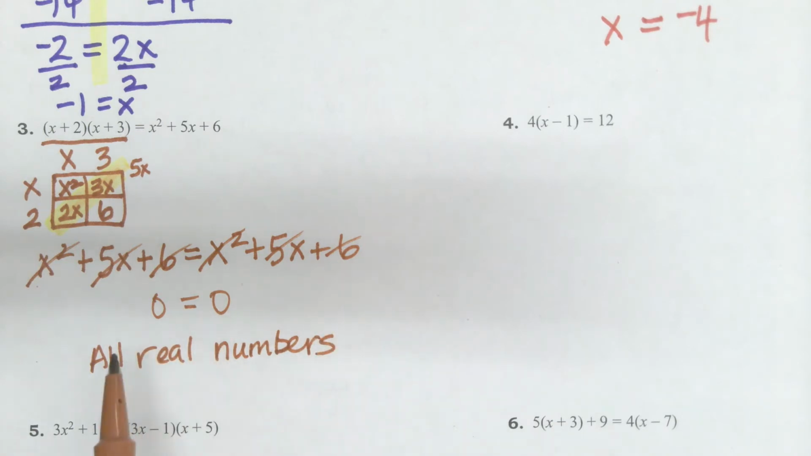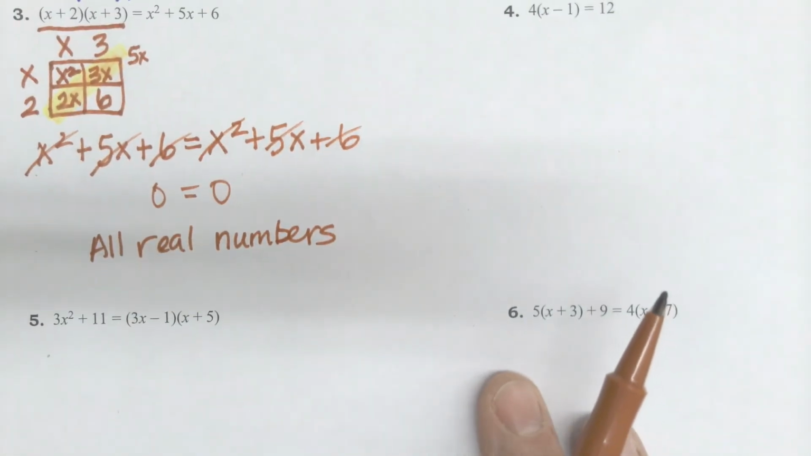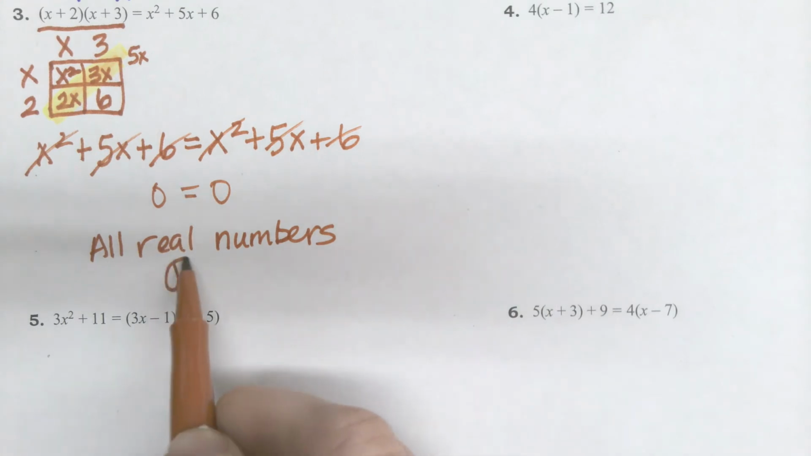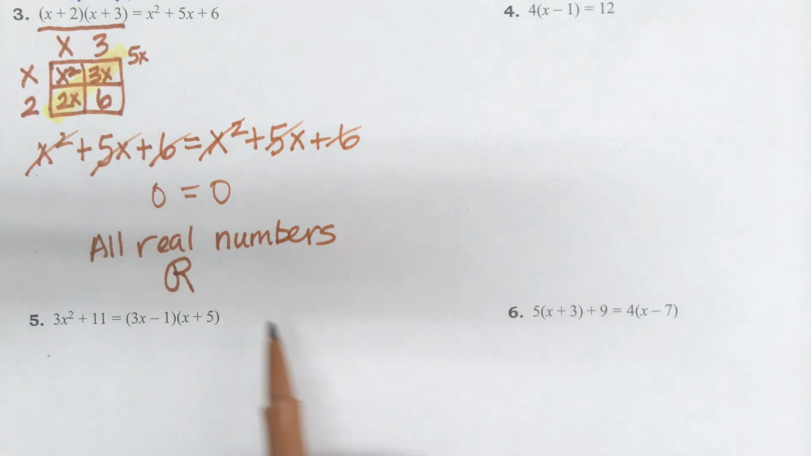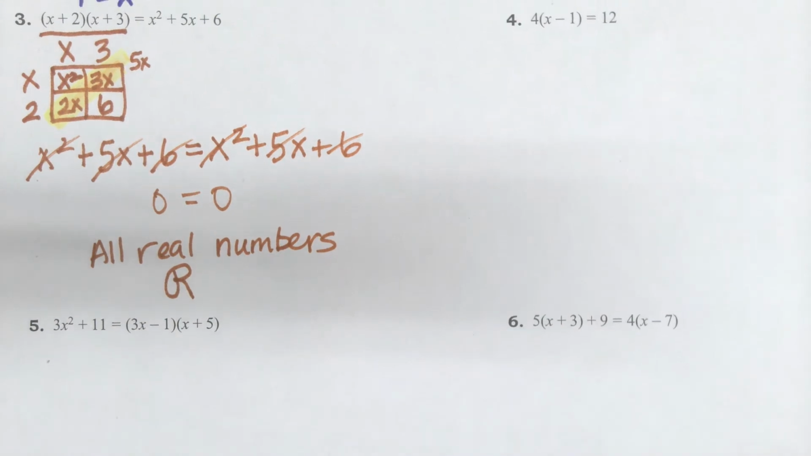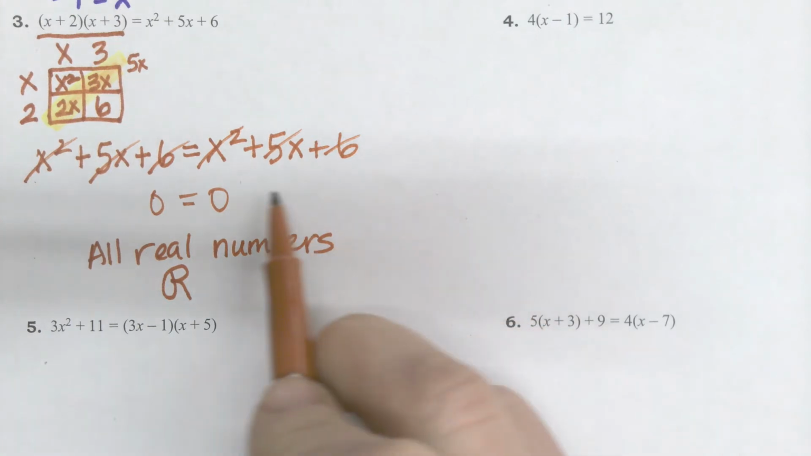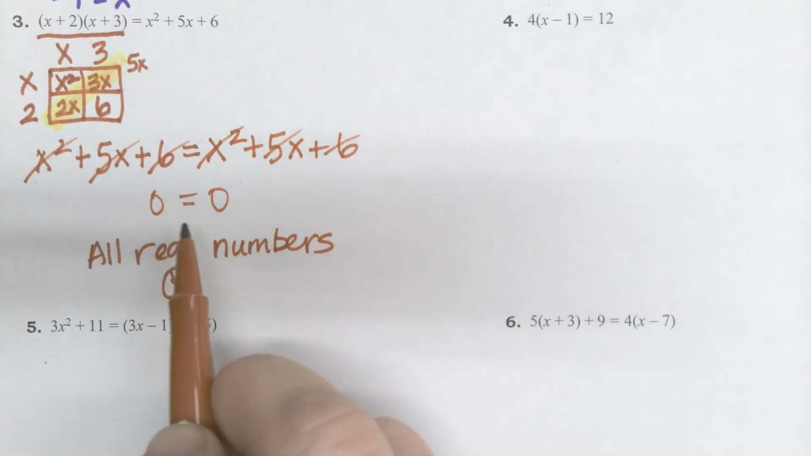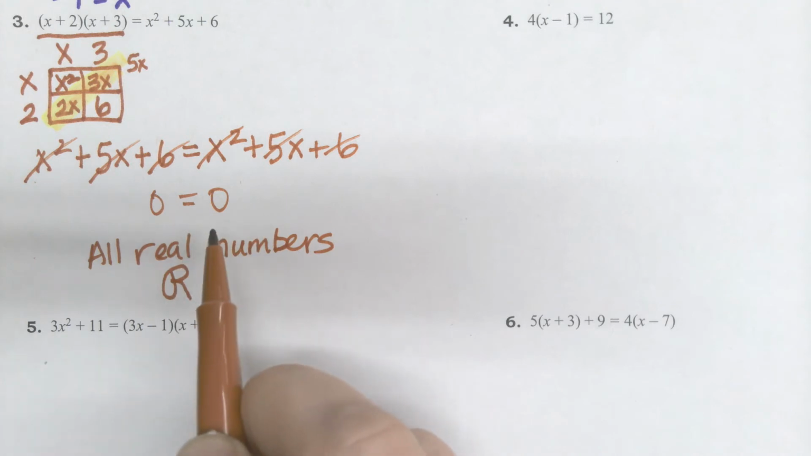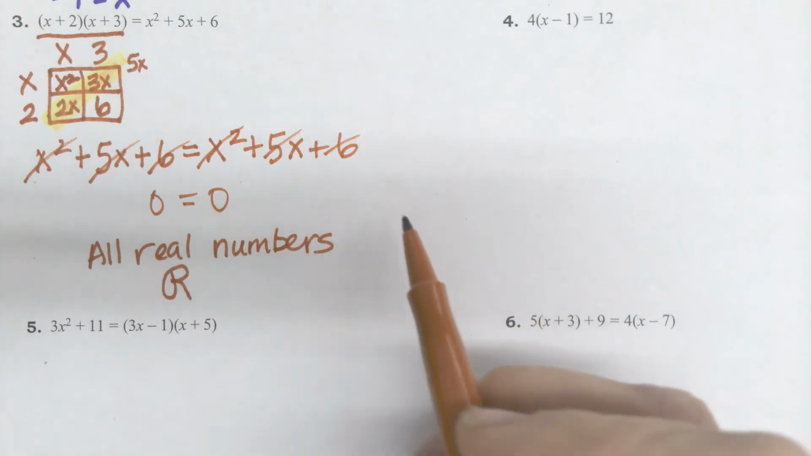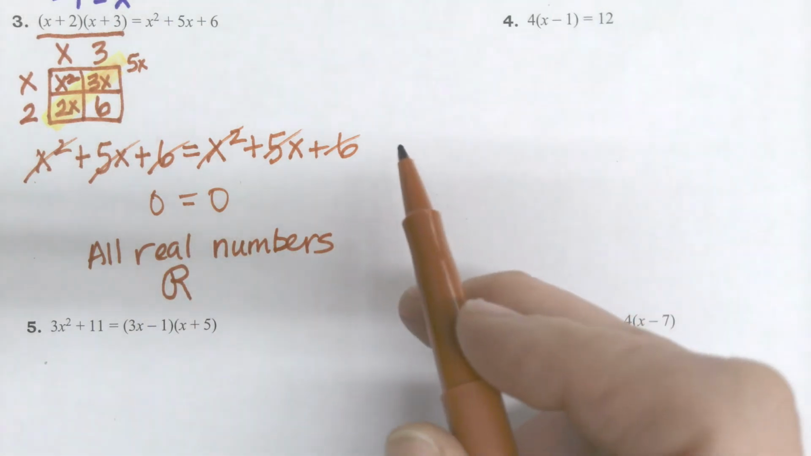0 always equals 0, so my solution for that is all real numbers. Remember, we could do that fancy R. You could write that either way. Do you guys remember what it would look like if it was no solution? Equal sign with a slash. Well, what would my answer look like instead of 0 equals 0? What might I get if it was no solution? 0 equals 3. Perfect, yeah.